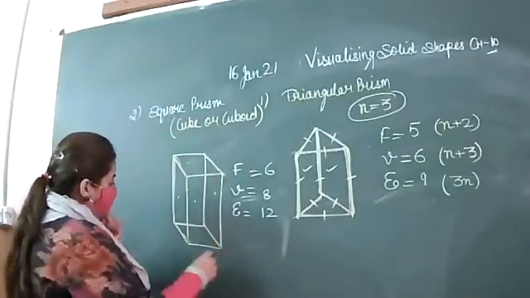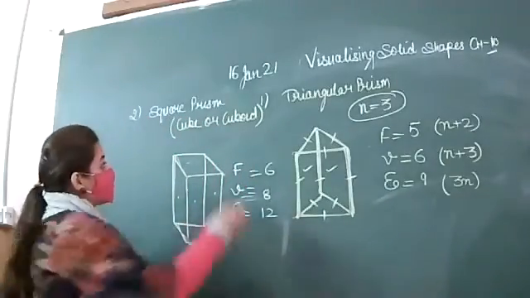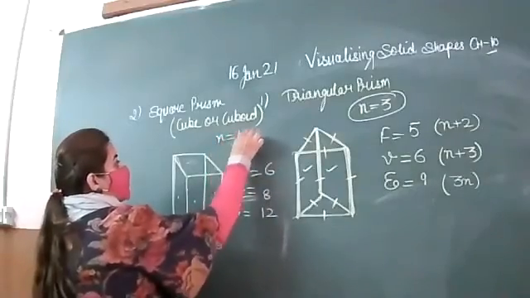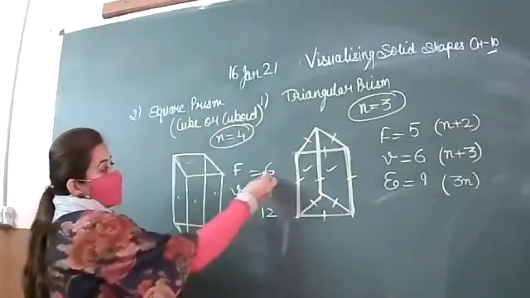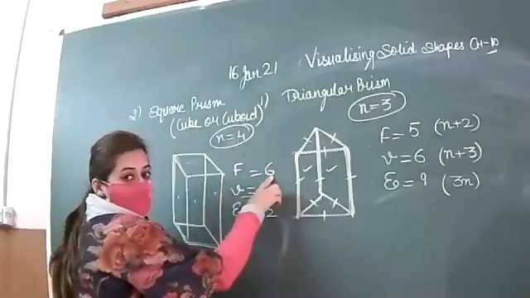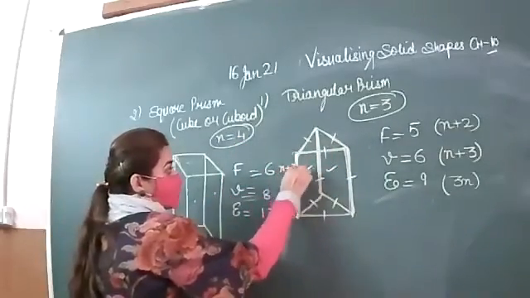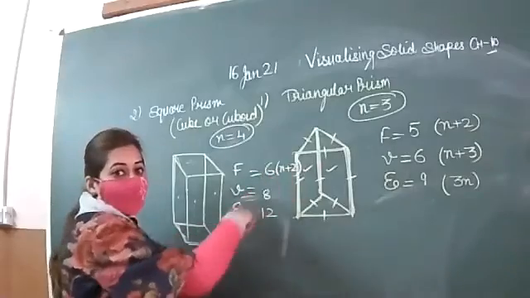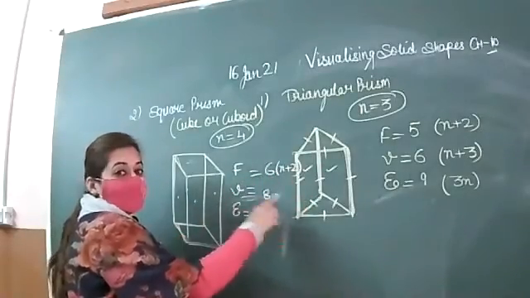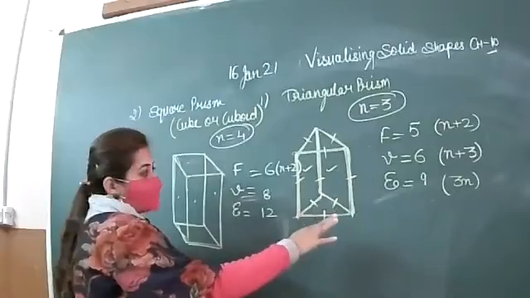So let's check this formula. As you can see, that square is having 4 sides. So n is your 4. Now check it. If you add 2 to this, it will become 6. So that means the formula that we have written, n plus 2, is correct. Actually, we are checking the formula. Firstly, we have written it from the figure. Now we are checking whether the formula is correct or something is wrong.